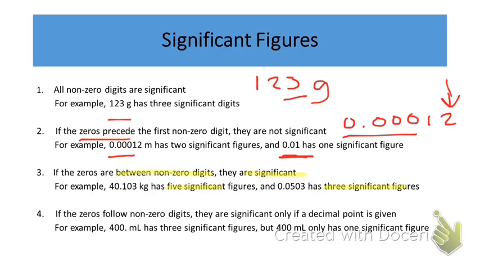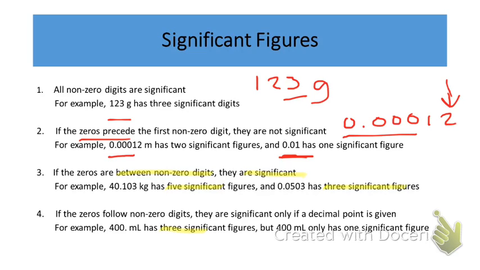Alright, let's look at rule number 4 here. It says if the zeros follow non-zero digits, they are significant only if a decimal point is given. So for instance, we have a measurement here where we have 2 zeros at the end of the number. So we have 400. milliliters. Now 400 is followed by a decimal point. So according to this rule, those 2 zeros are significant because there's a decimal point there. So we'd say it has 3 significant digits.